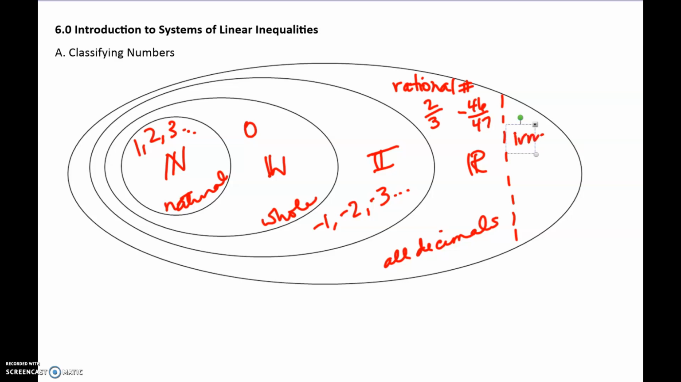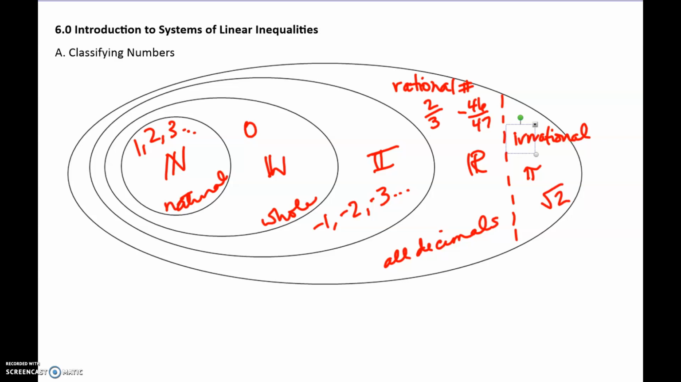These are irrational. They're the crazy ones. Numbers like pi, it's a decimal that goes on forever, and it can't be written as a rational number. Another one would be root 2. We can't write it as any kind of fraction. It's a decimal that continues on forever.